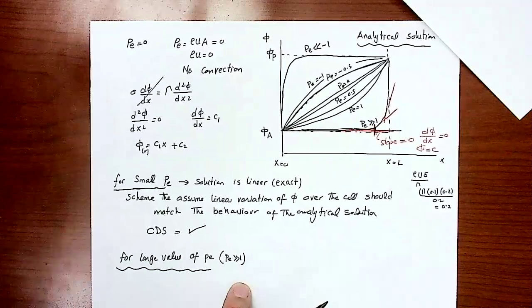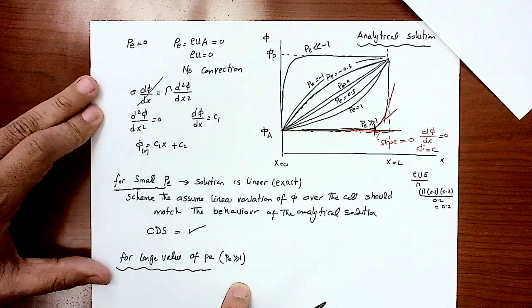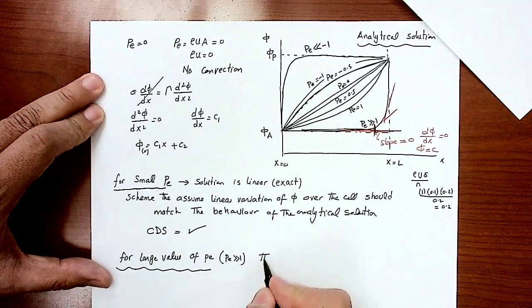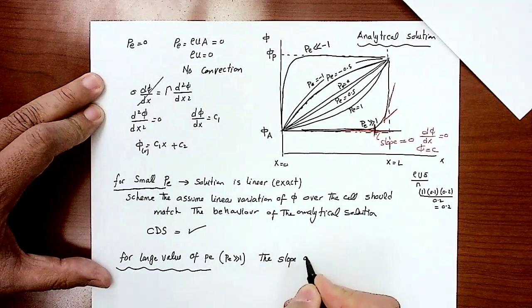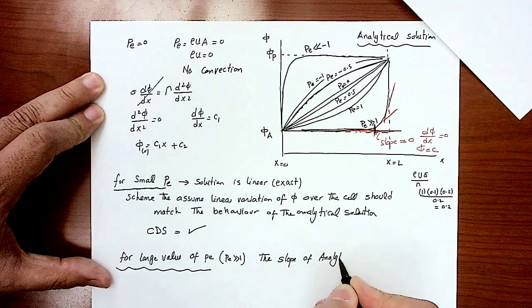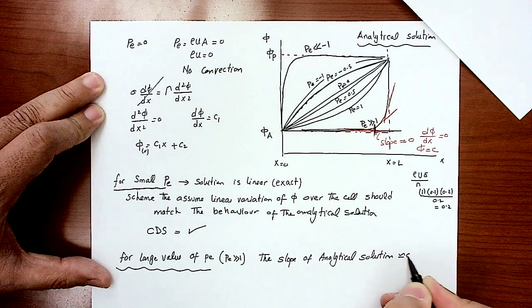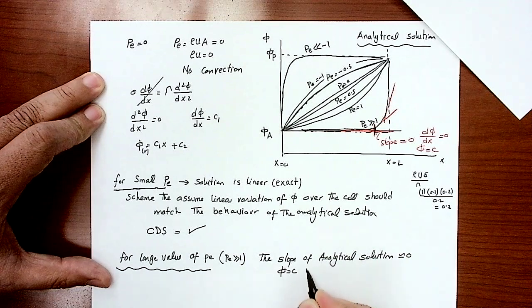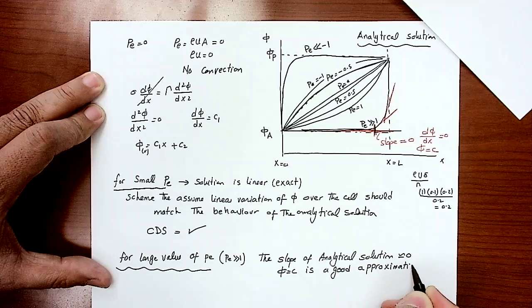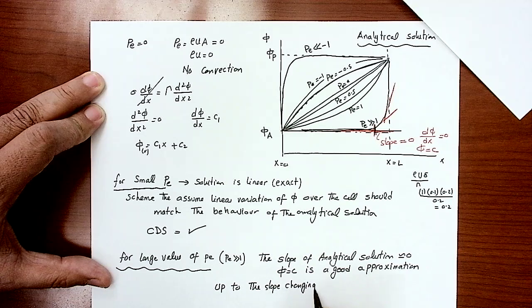So let me write down the notes first so you don't forget that. For a large Peclet number, the slope of the analytical solution approximately equals 0, which means that phi equal constant is a good approximation up to the slope changing away from 0.